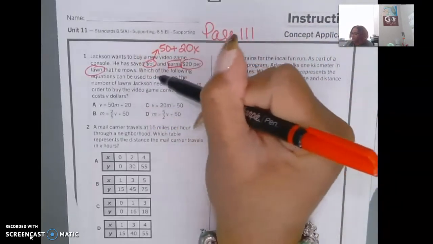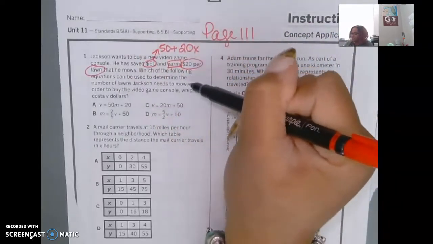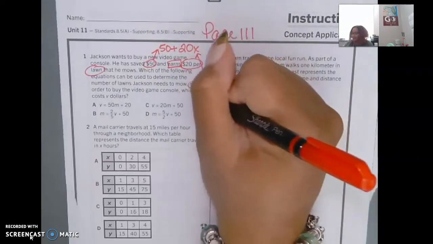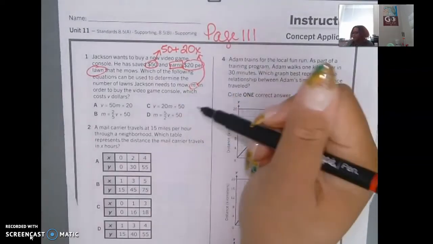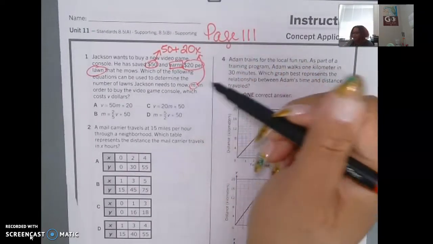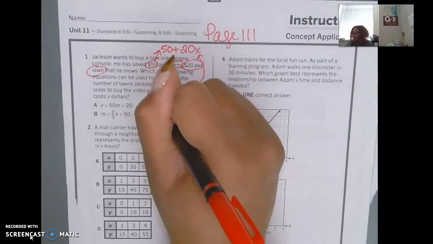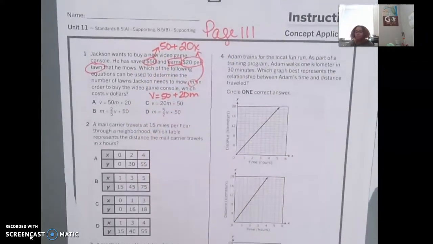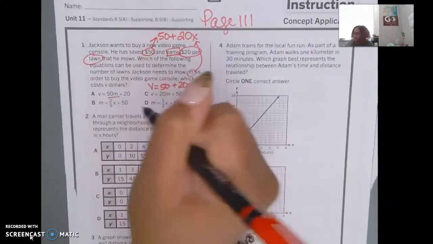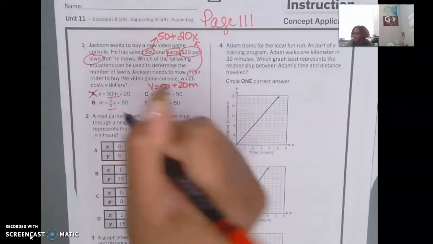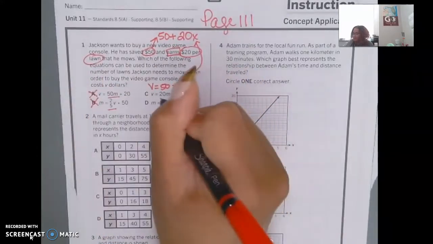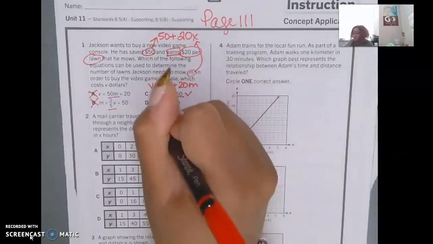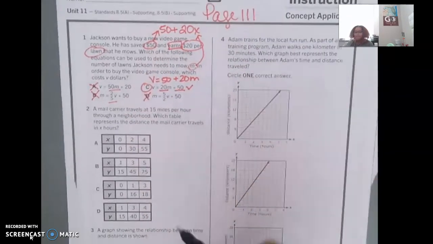Which of the following equations can be used to determine the number of lawns Jackson needs to mow, M? So that's what they're using in the variables place. So instead of writing x, I should write M. In order to buy the video game console, which costs $V. So it should be V equals 50 plus 20M. So this does not say 20M, this is wrong. This does not say 20M, this is wrong. This says 20M and it adds 50, that's correct. This one has to be wrong, my answer is C.